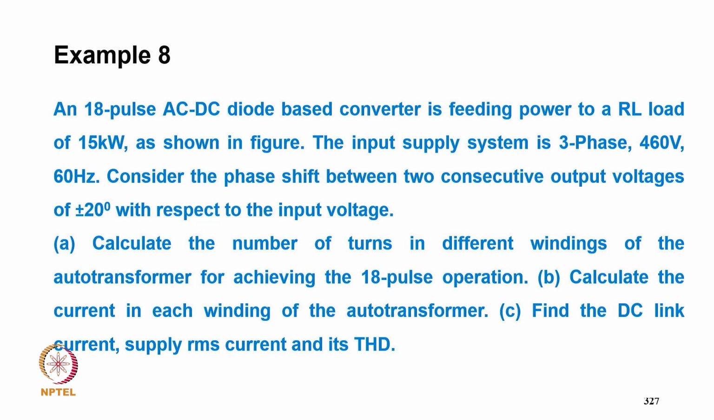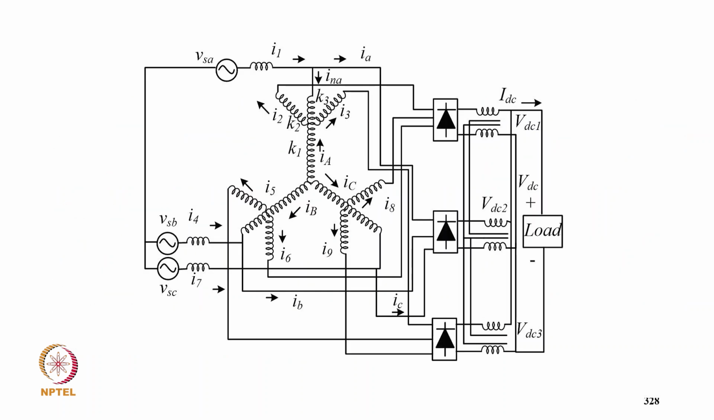Coming to example 5, an 18 pulse AC-DC diode bridge converter is feeding power to an RL load of 15 kilowatt as shown in the figure. The input supply system is 3-phase 460 volt 60 Hz. Consider the phase shift between two consecutive output voltages of plus minus 20 degree with respect to the input voltage. A, calculate the number of turns in different windings of the output transformer for achieving 18 pulse operation. Calculate the current in each winding of the output transformer. Find the DC link current, supply RMS current and THD.